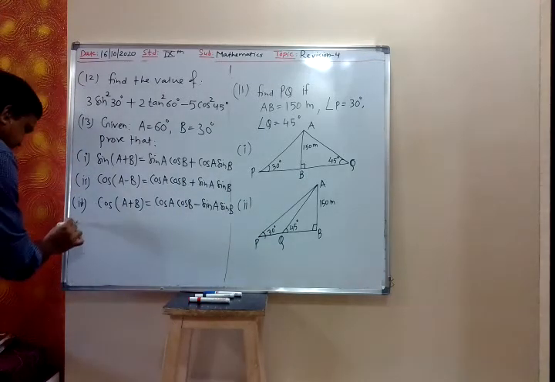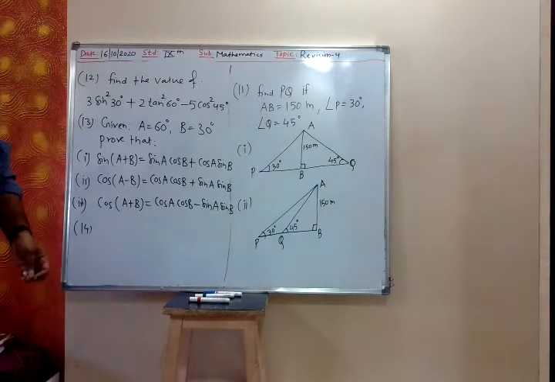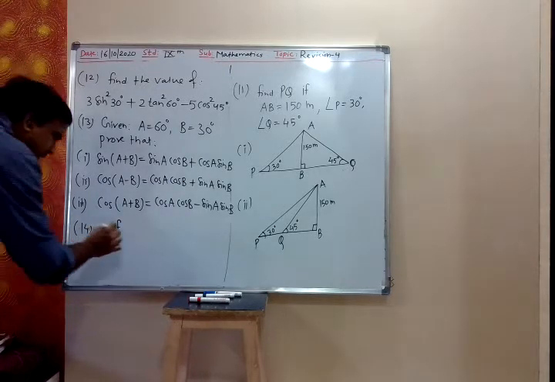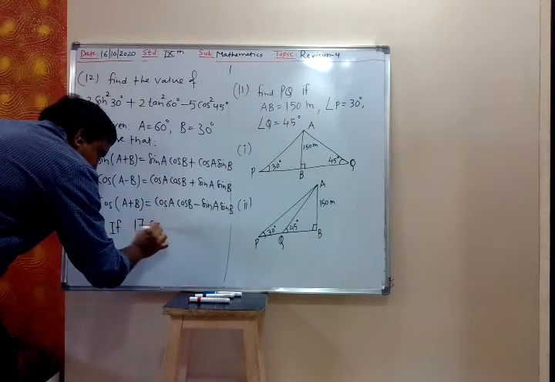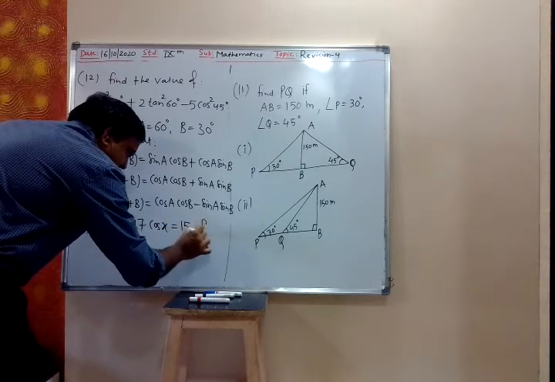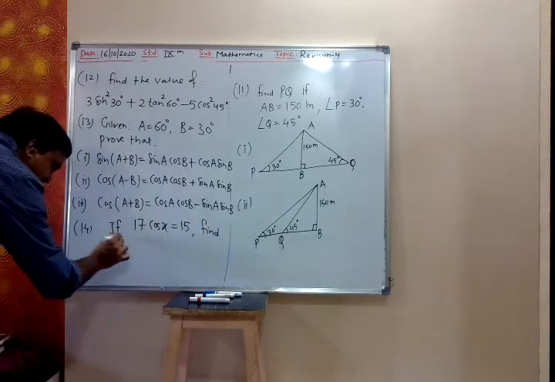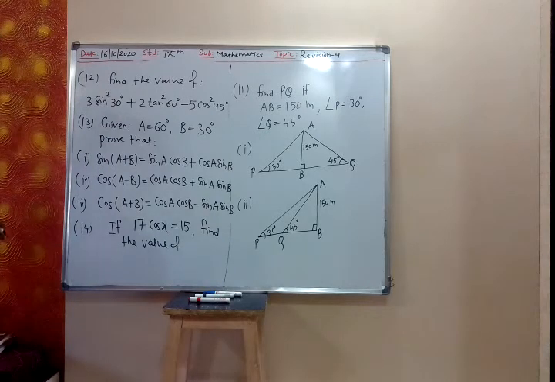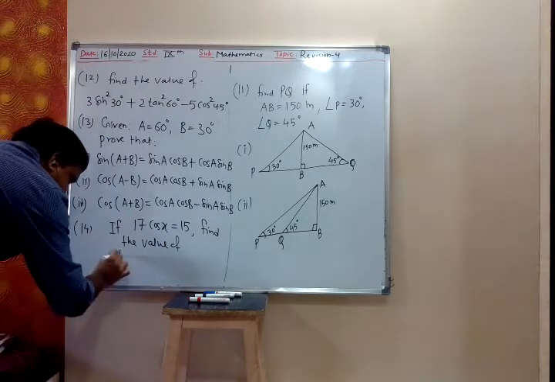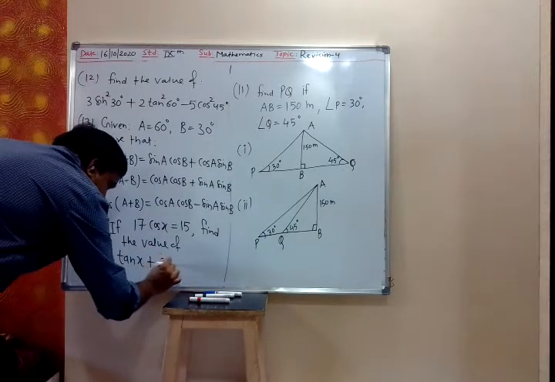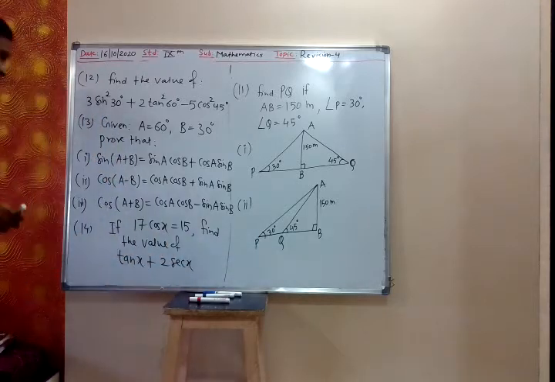Then the 14th question. If 17 cos x is equal to 15, find the value of tan x plus 2 sec x.